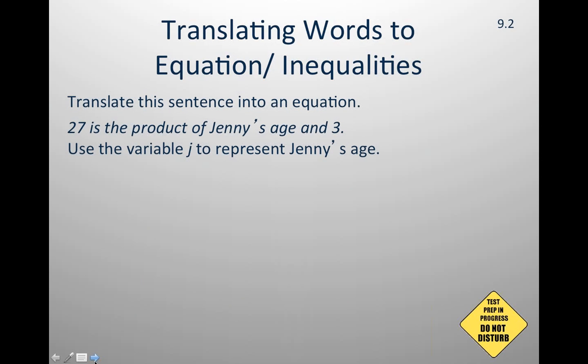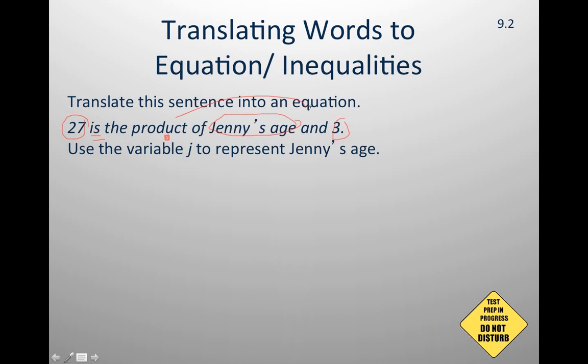Okay, so translating sentences into equations. Okay, so 27 is the product of Jenny's age and 3. So the word product means the answer to a multiplication problem. So Jenny's age is going to be 3j equals 27. When we look at this word problem here, that means equal. And then 27. Jenny's age is one number, and 3 is another one. And then product means multiply.